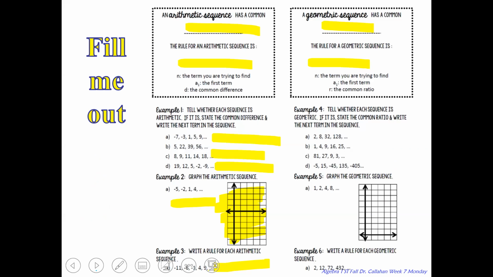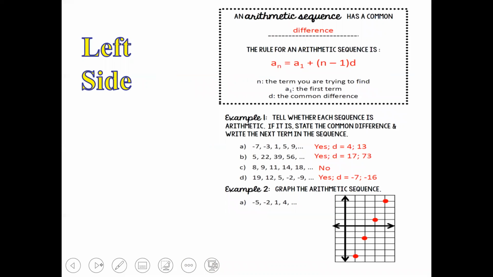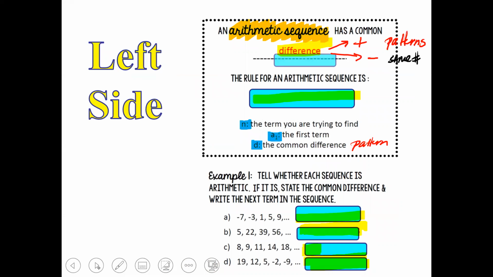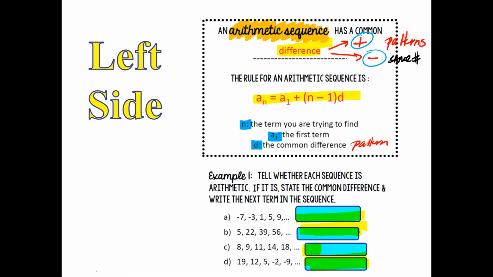All right, so first things first. Let's take a look at an arithmetic sequence. An arithmetic sequence has a common difference. A difference means that it can either be plus or minus. The rules for arithmetic sequence is as follows. This is the formula for that.